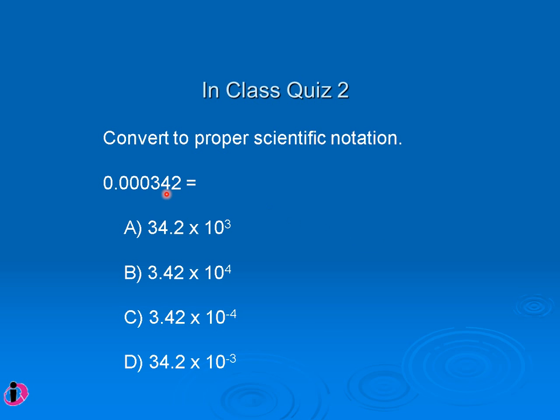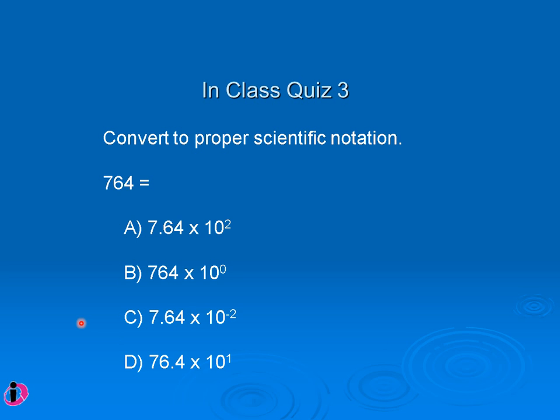It will still be 3.42 times 10 to the power negative 4, right? Because you are moving from here to the right. So the right answer is going to be C. Let's look at another example.